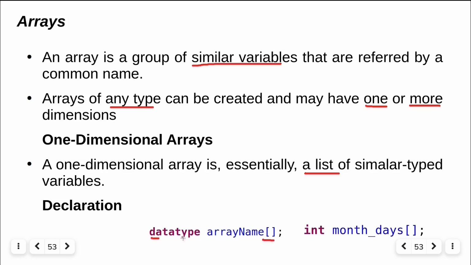Here, the data type declares the data type of each element of that array. It tells us what type of data this array will hold, and the array name is the name of the array. The square brackets indicate that the array name is an array. For example, this statement declares an array named month days with type array of int.